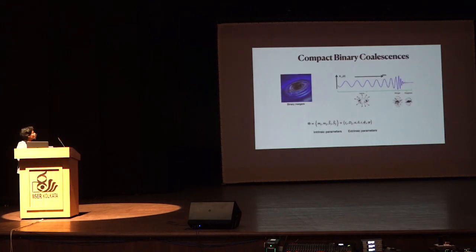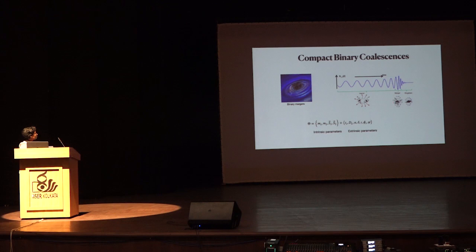So these compact binary coalescences, CBCs, are merging binaries comprising a pair of neutron stars, a pair of black holes, or a neutron star and a black hole, and with general relativity we can predict what these gravitational wave signals look like. These pair of objects emit gravitational waves as they come closer and closer, and the orbit decays, resulting in a merger followed by a ring down of the final black hole.